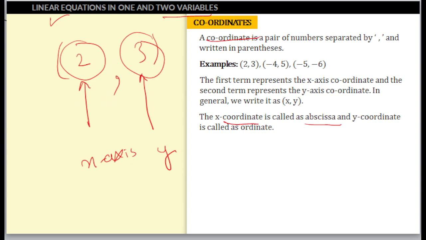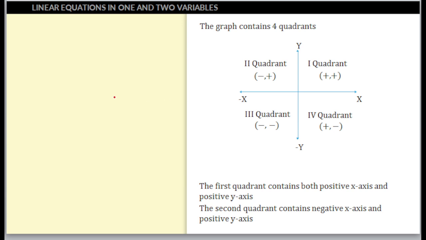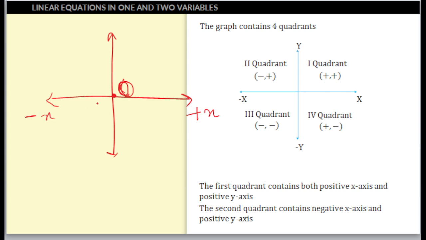Now, what are these coordinates? This is the x-axis. This horizontal line represents the x-axis, and this vertical line is nothing but the y-axis. The point where they both intersect is called the origin, and let's represent it using O. This is the positive x-axis. In this direction all values are positive, and on this side it is the negative x-axis. This is the positive y-axis above the origin, and below the origin is the negative y-axis.